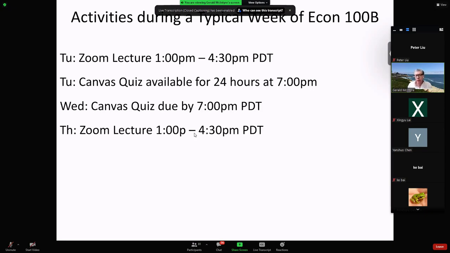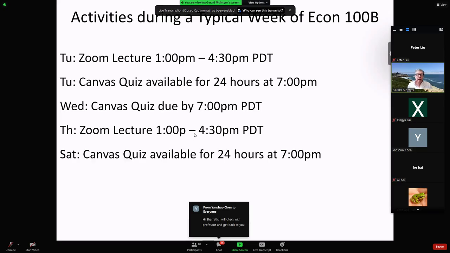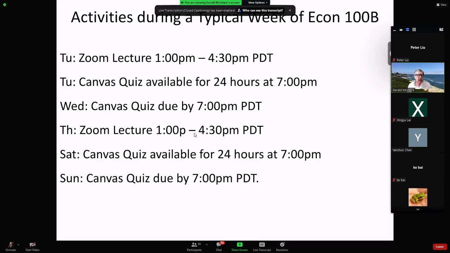Thursday, there's another Zoom lecture from 1 to 4:30. Saturday, the second Canvas quiz of the week is available for 24 hours at 7 p.m. And the Canvas quiz is due at 7 p.m. on that Sunday. But that's the typical week, and then we start again on the following Tuesday.